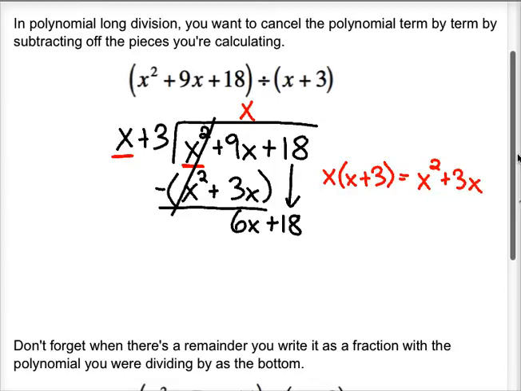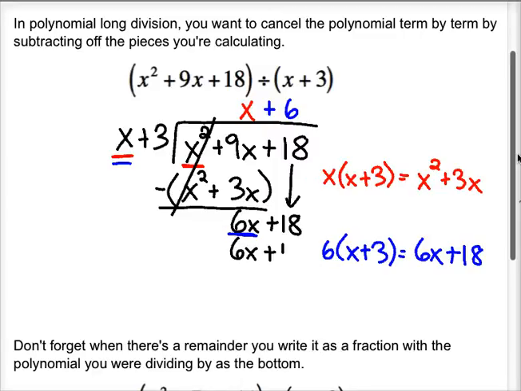Well, I need to do the same thing again. So now I need to take that same x. This time I want to cancel 6x. So what can I multiply x by to get 6x? Well, the answer is positive 6. But again, I can't just multiply the x by 6. I have to multiply the whole thing by 6, and I get 6x plus 18. So I'm going to write that down here.